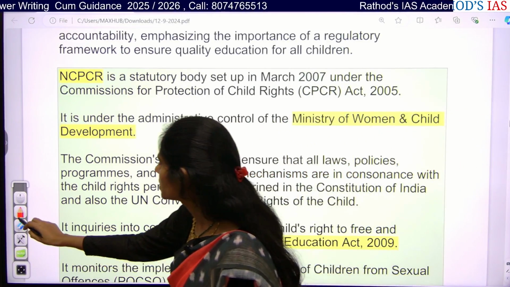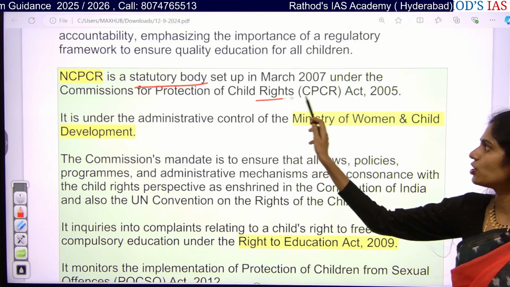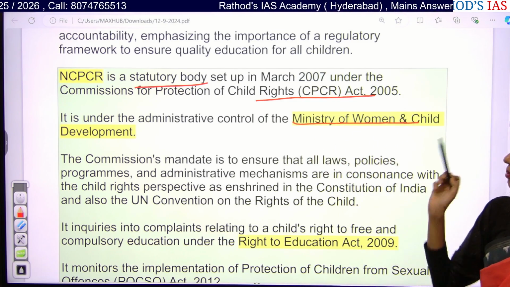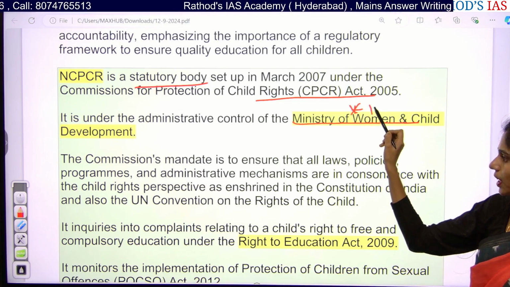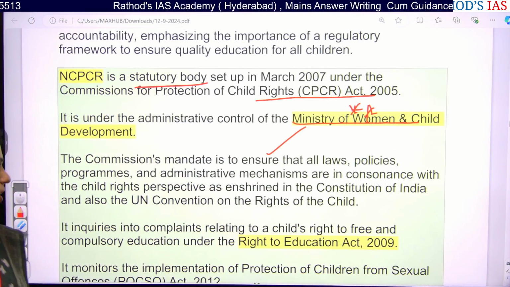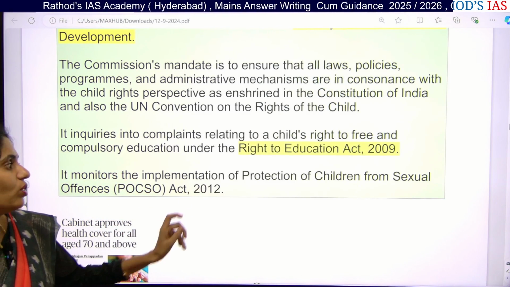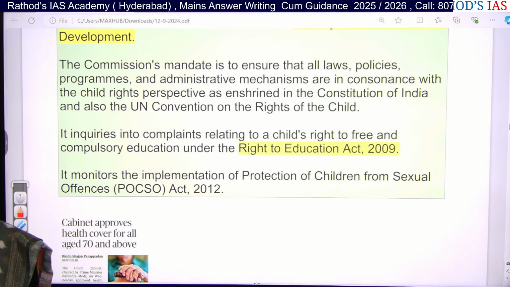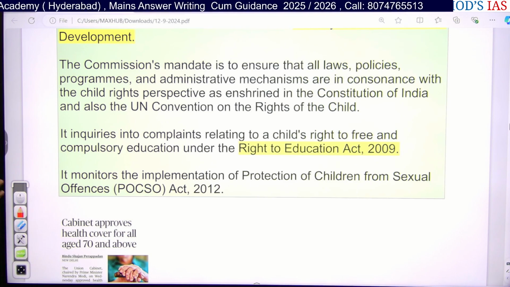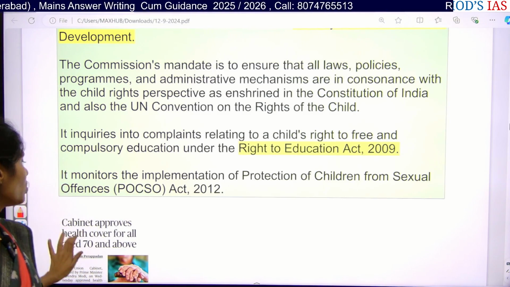NCPCR is a statutory body, as I said. It was established under the Commissions for Protection of Child Rights Act of 2005, and it comes under the Ministry of Women and Child Development. It is a very important point for your prelims. And what is its mandate? It needs to protect child rights. To protect child rights, it also looks into complaints regarding the Right to Education Act of 2009, because it provides for compulsory education for children below 14 years of age. And it also deals with cases regarding POCSO, that is, Prevention of Children from Sexual Offences Act. So these are the things that you have to see.